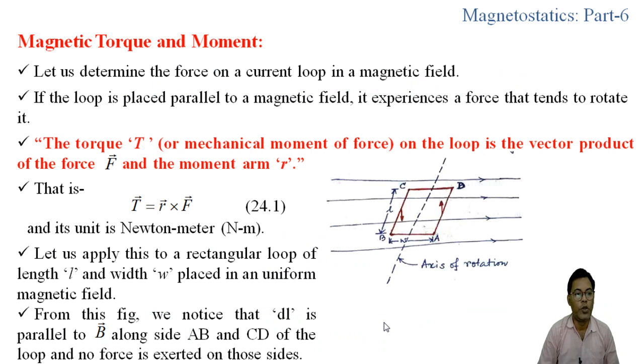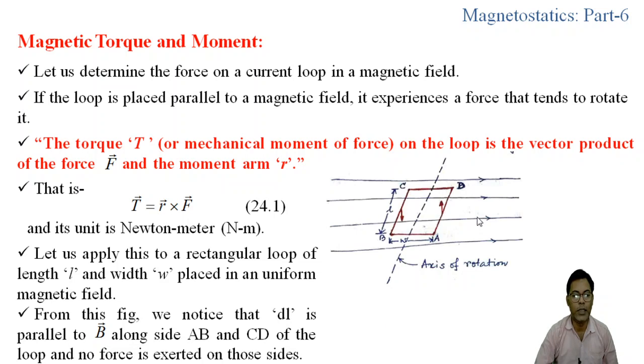So to find out the magnetic torque and the moment, first we are going to consider a current loop, and this current loop is placed in an external magnetic field. When the current loop is placed in an external magnetic field, the current loop will experience a force. Due to that, a magnetic torque will generate. Now, for that, we have considered this diagram.